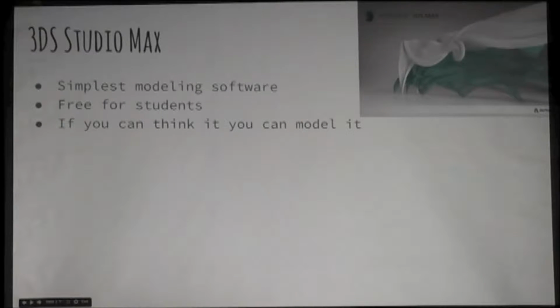So now we get into the programs that we use in the game design course. We use 3ds Max, which is the simplest modeling system in the world right now that you can get. If you can think it, you can build it, and it is free for students. It is a very well-made program. It has a bit of a learning curve, but after that, it is very, very simple to use, fast to run, and it gets the job done.